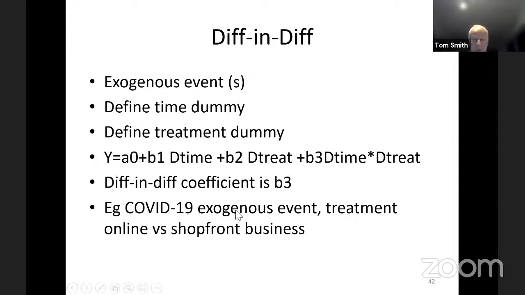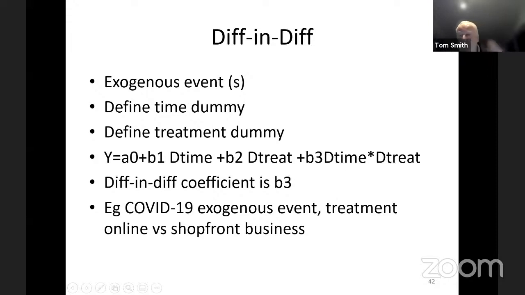So things you could look at would be COVID-19 could be the exogenous event, and the treatment could be online versus shopfront businesses. And you look at the interaction. Did the online businesses have more revenue after the COVID?